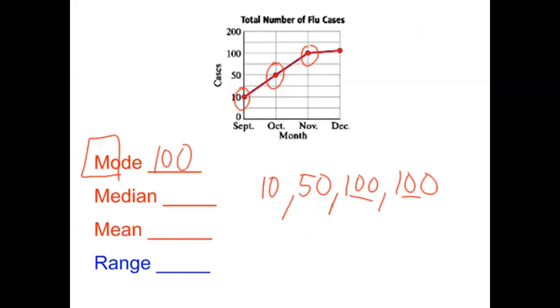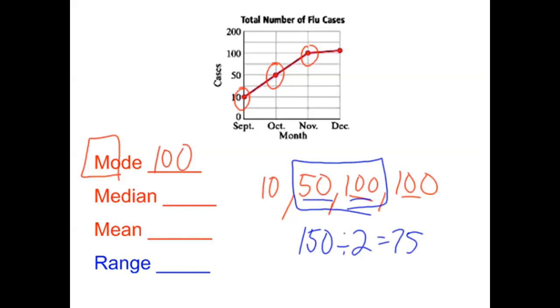The middle piece of data, well, we have a tie between these 2 numbers, so we need to add them together, which is 150. We divide by 2. We're taking the average of these 2 numbers, and that would be 75. So our median is actually 75 in this data set.